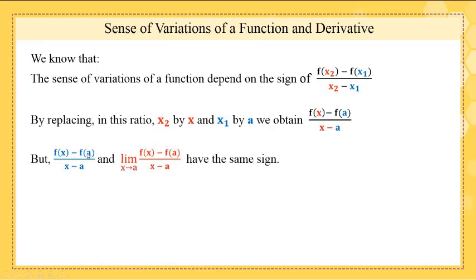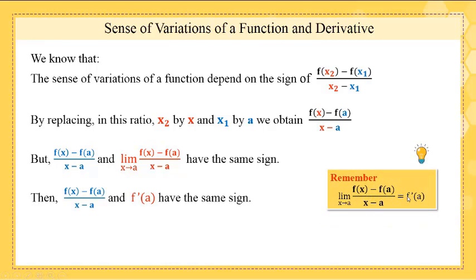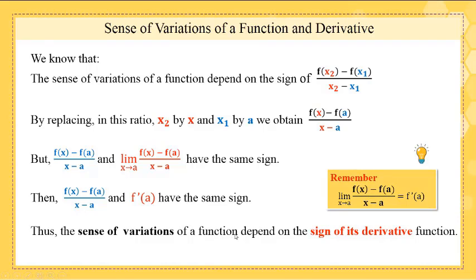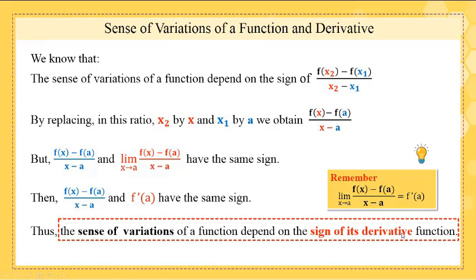F of x minus f of a over x minus a and its limit have the same sign. But do you remember what this limit equals to? Yes, it equals f prime of a. Thus, the sense of variations of a function depends on the sign of its derivative function.